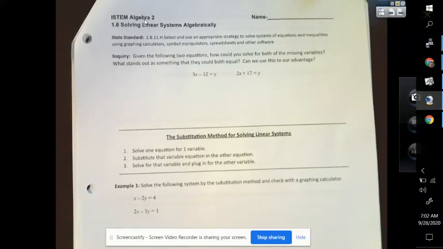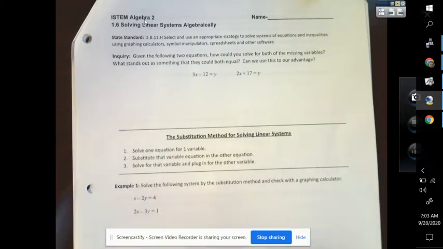We are moving on to solving linear systems algebraically. So we just took a look at graphing these systems and seeing how they could work out. And it's well and good. Everything's great with that. The only issue is that you must have a graphing calculator or some way to graph these things. So we're going to take a look today at how we can solve them algebraically.